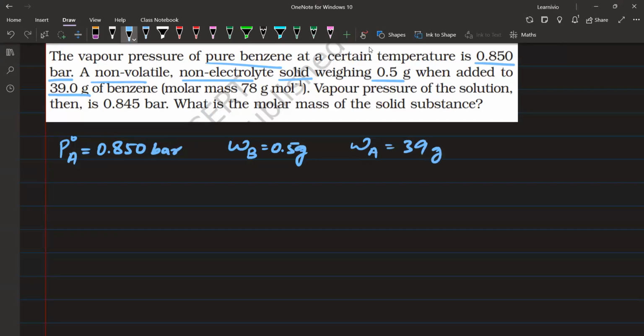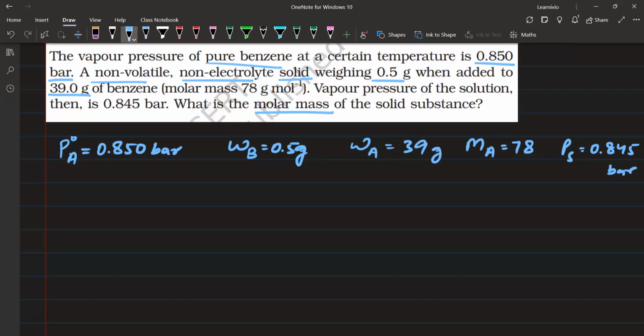Mass of solvent is quite higher than the mass of solute. 0.5 or 39 is बहुत ज़्यादा difference, right? So we can neglect 0.5 in the equations. Moving forward, the molar mass of benzene is given as 78. Vapor pressure of the solution, that means PS, is given as 0.845 bar. What is the molar mass of the solid substance?